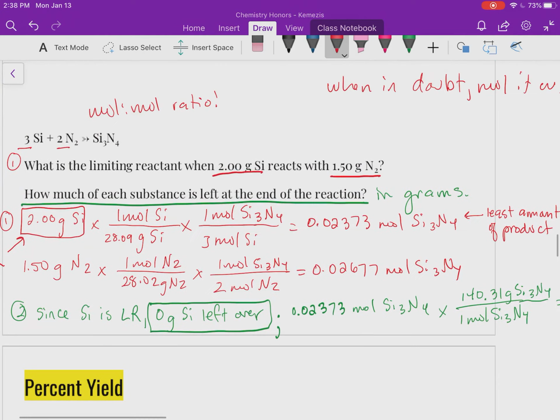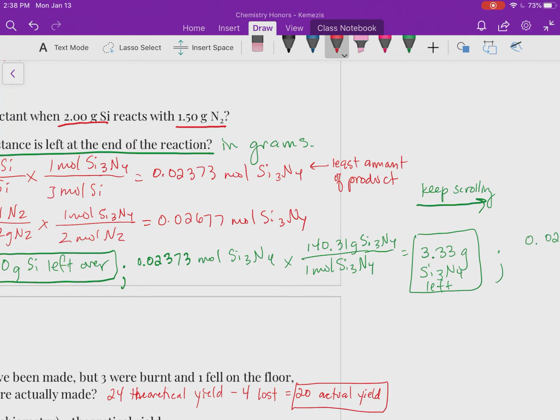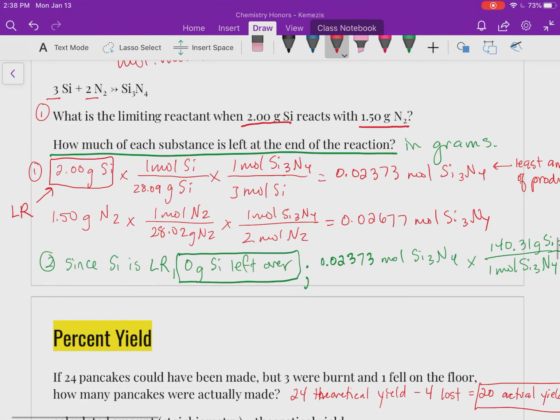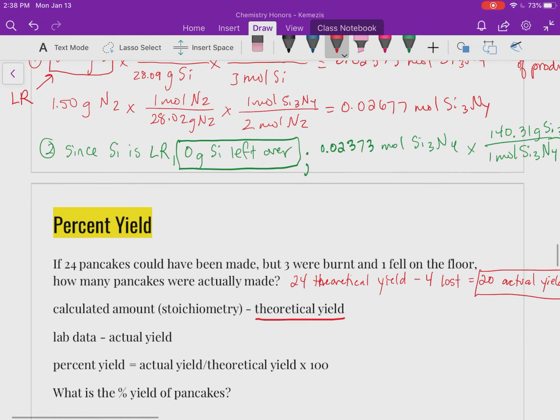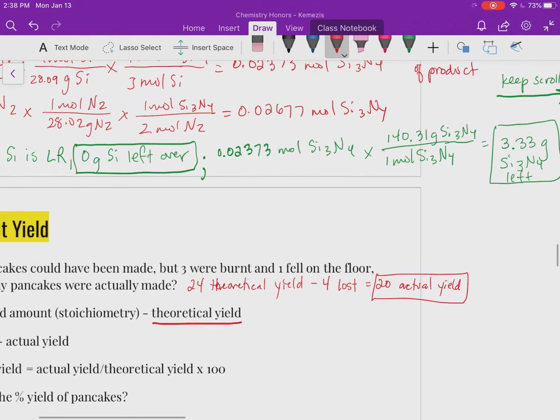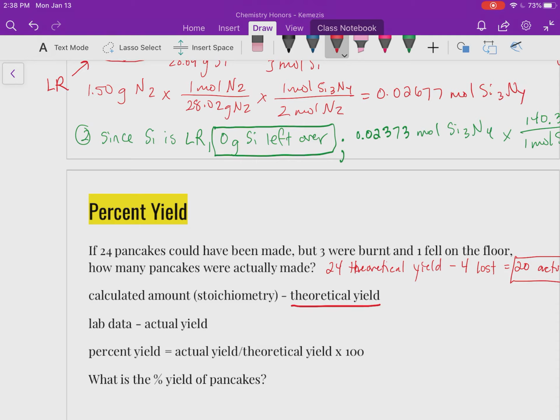So when you come up here on our last problem with the limiting reactant, how much of each substance, we calculated that we could make 3.33 grams of our product, the silicon nitride. That is in theory if all of the 2.00 grams of silicon reacted. Sometimes it doesn't all react. So this calculated amount using the stoichiometry, using the mole-to-mole ratio and the molar masses, that is known as your theoretical yield. The actual yield is the lab data. Like, we went into the lab and we did the procedure, and this is the mass that we measured.